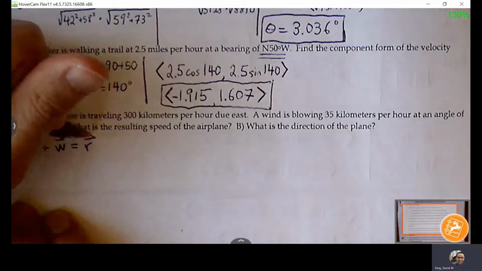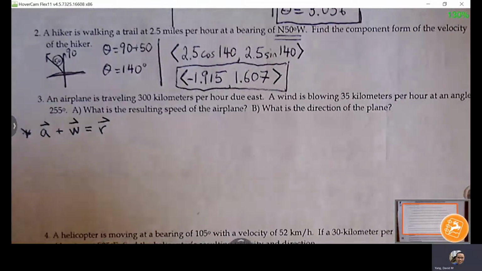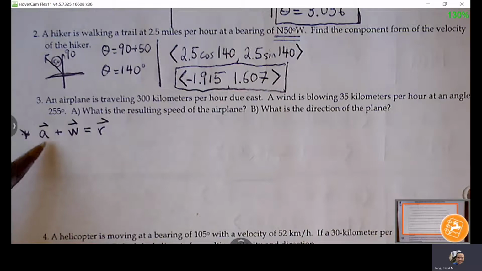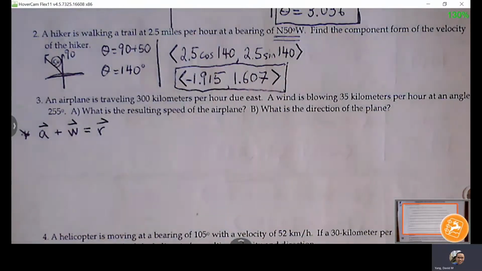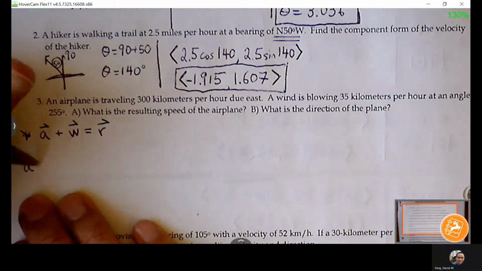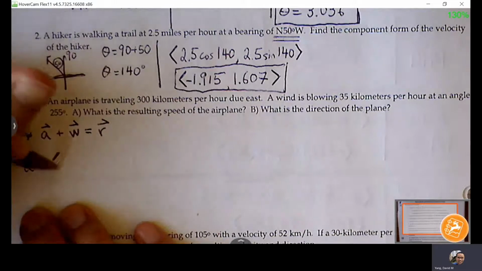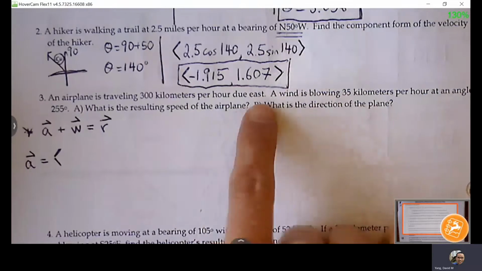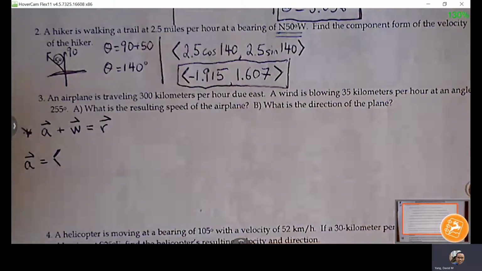And so the plane is actually going to end up moving and pointing in a different direction because the wind is pushing against what the airplane is initially trying to do. We think of east as positive, right? East is moving to the right.